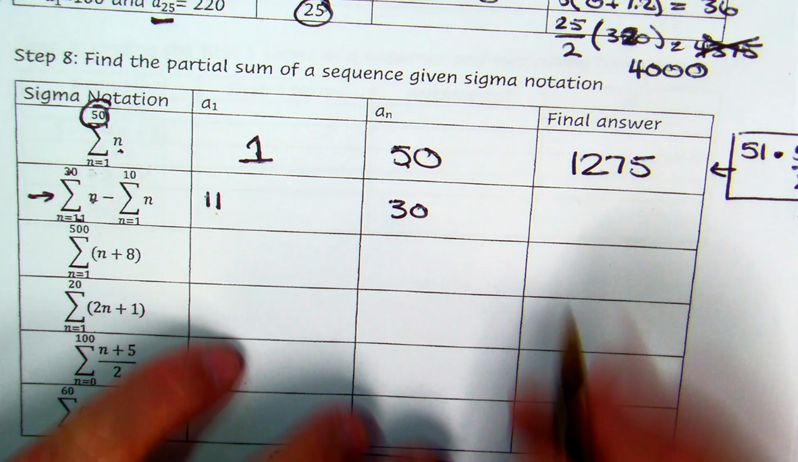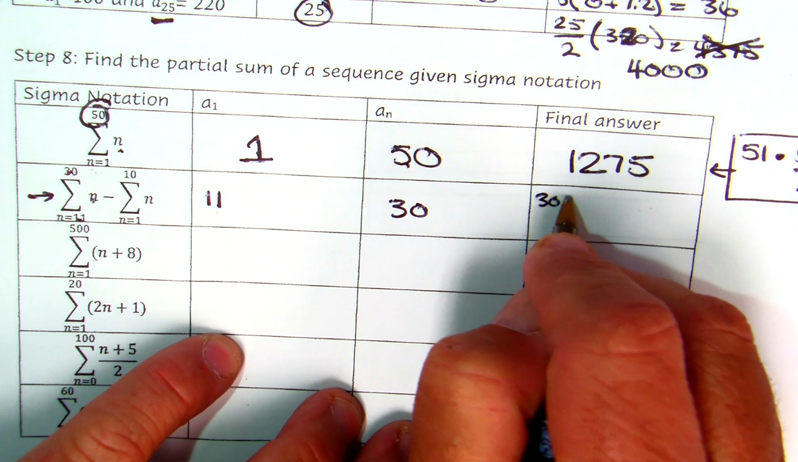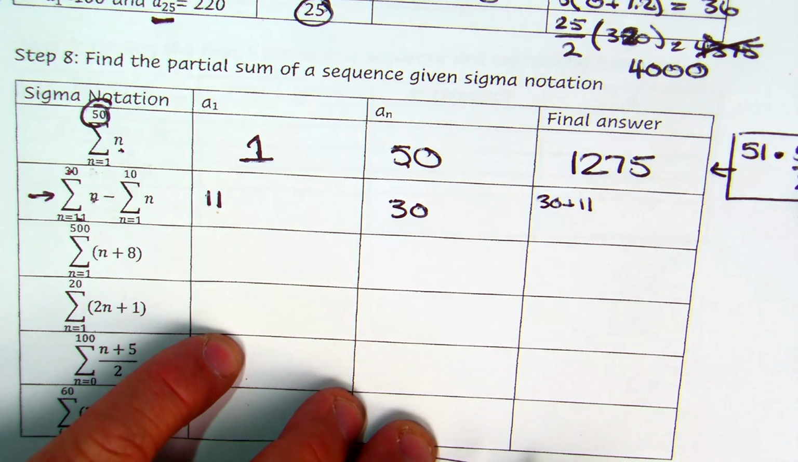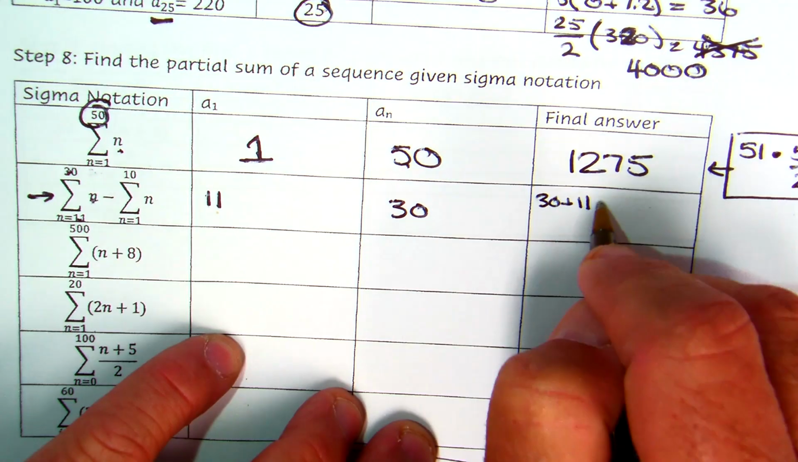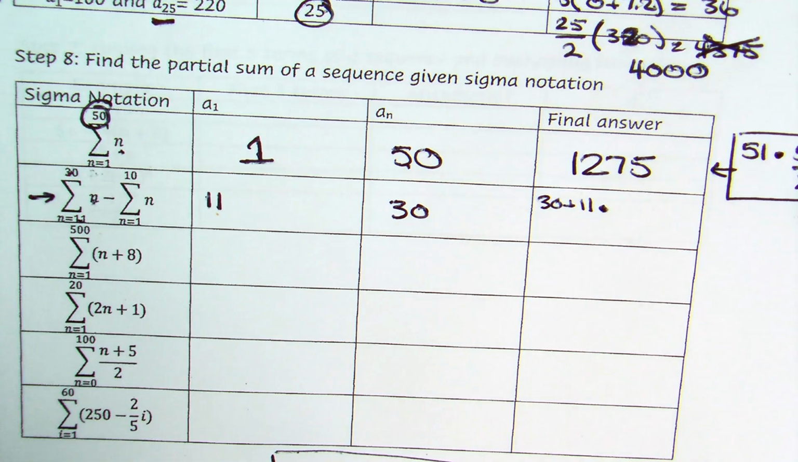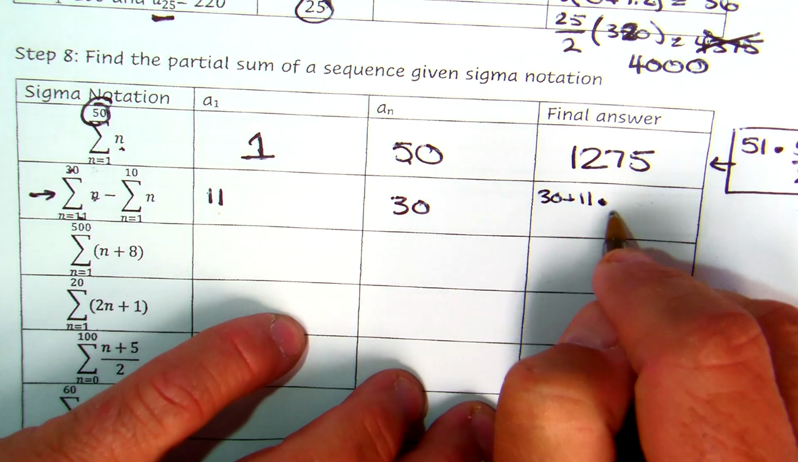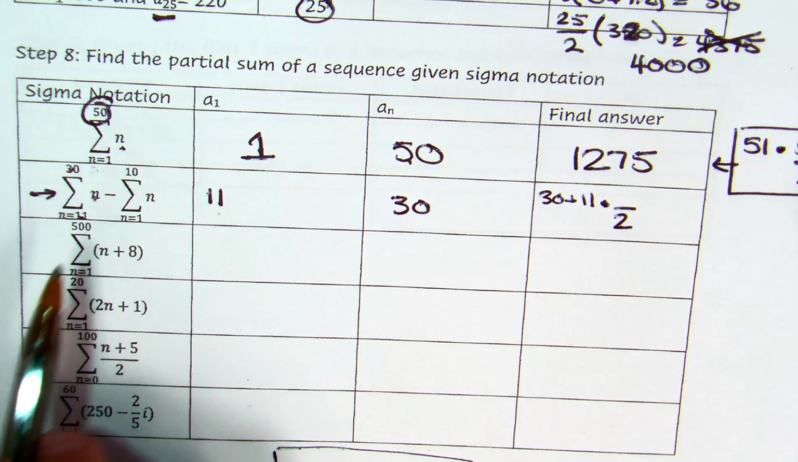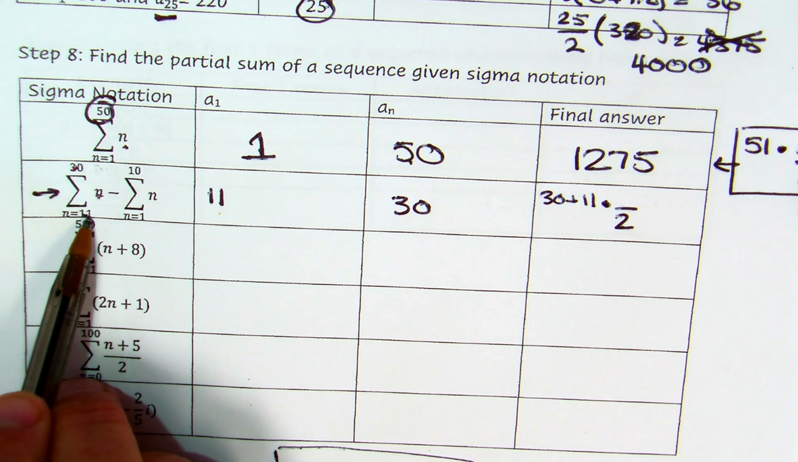Alright, so to do that, I would do 30 plus 11, because that's the first and the last, times the total number of numbers divided by 2. Here's the trick. This one doesn't start at 1. This one starts at what? 11. So you have to figure out how many numbers there are.